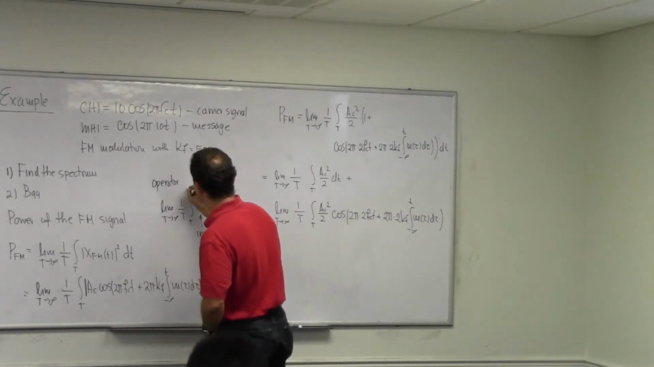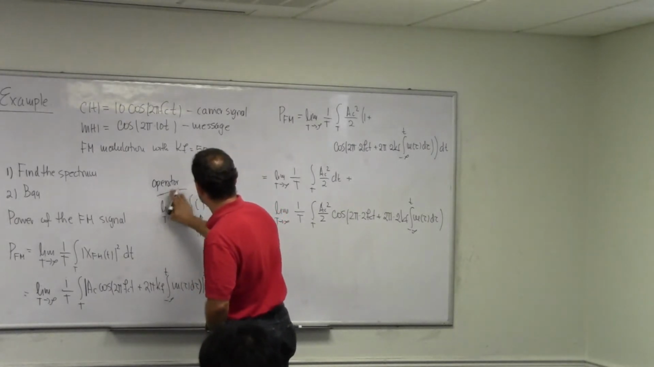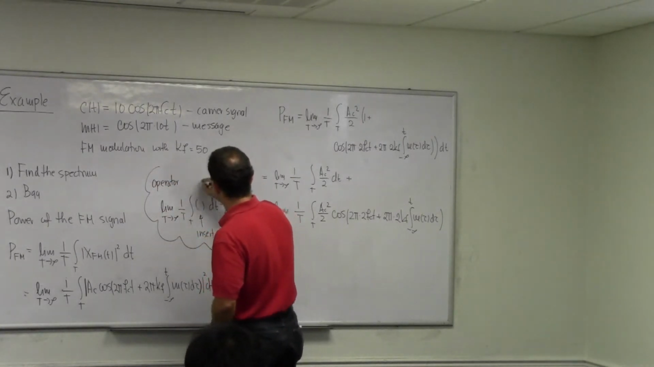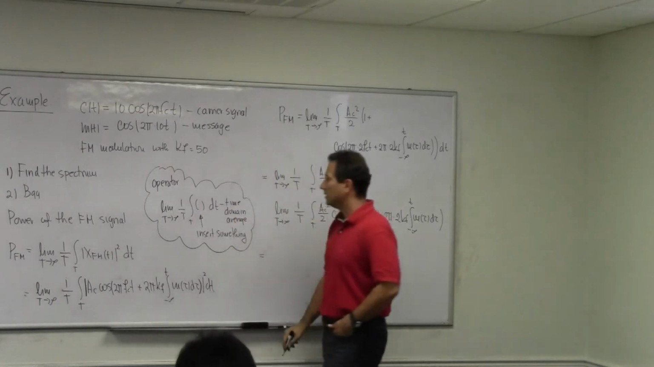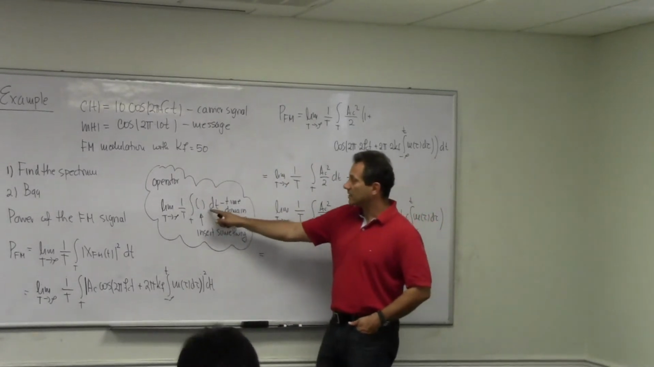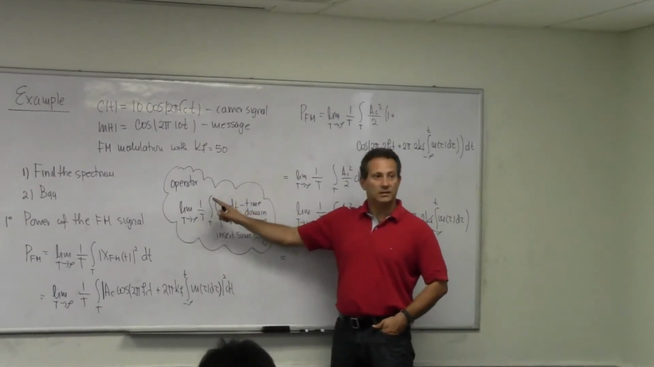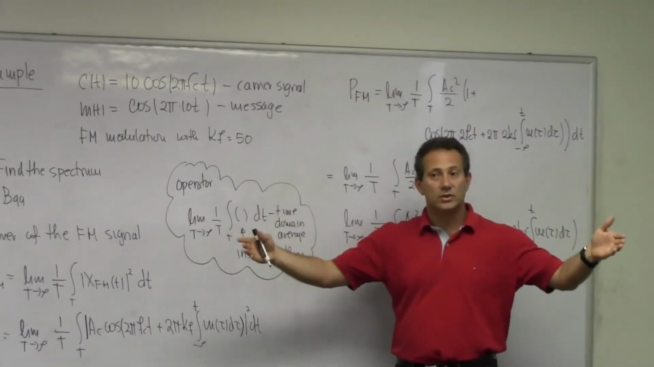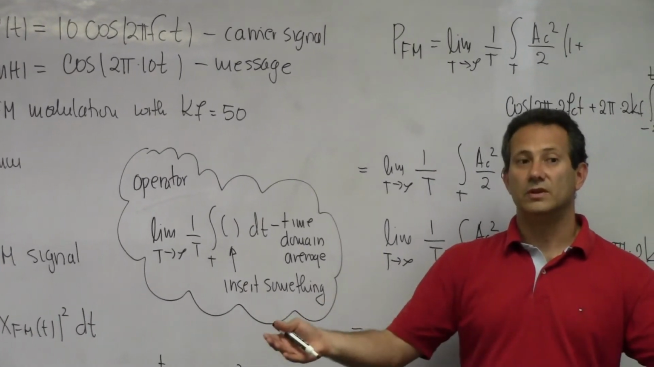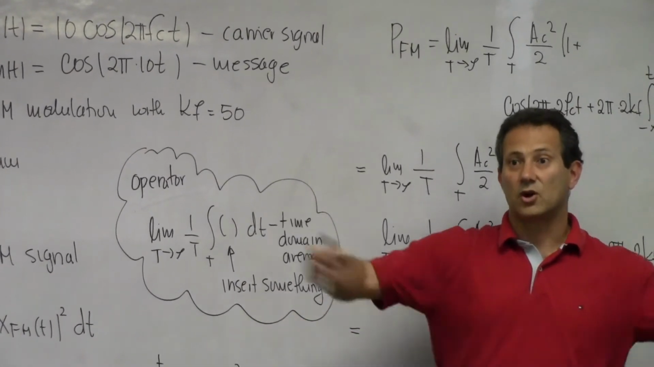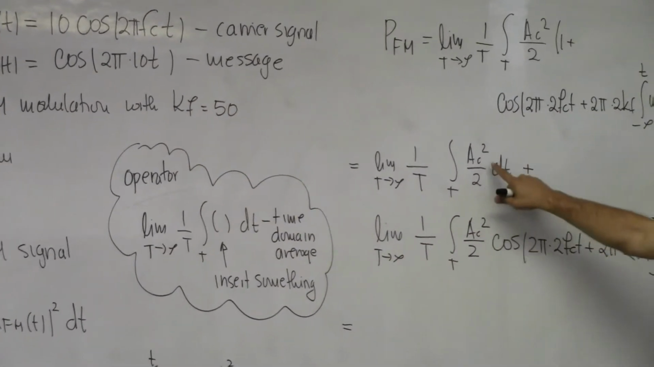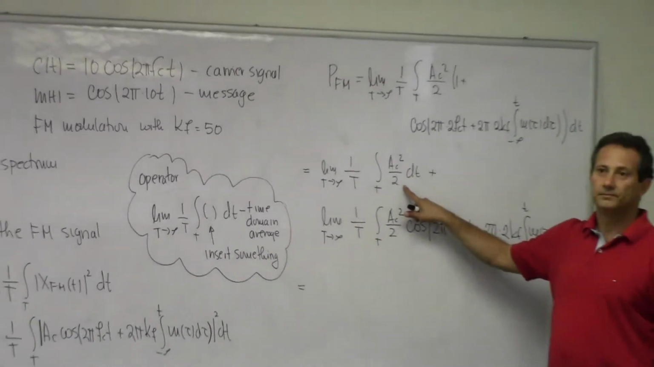So, or DC value, right? Keep this handy somewhere. This appears all the time in communications and other areas. If I take something, integrate it over t, divide by T, what I'm actually doing is averaging over capital T. And then when I let T go to infinity, I'm averaging across the entire t axis here. So what's the average of Ac squared over 2?